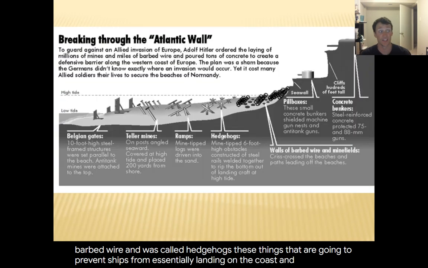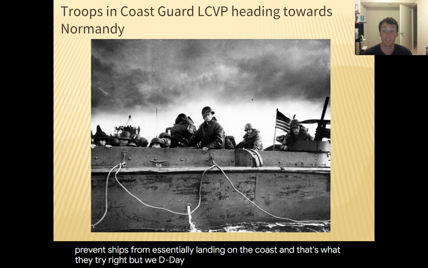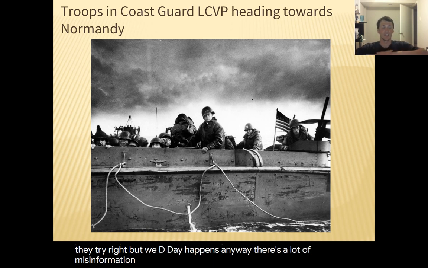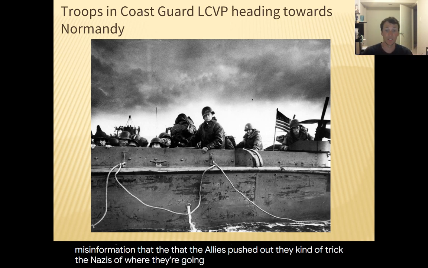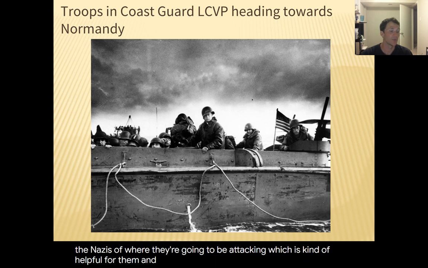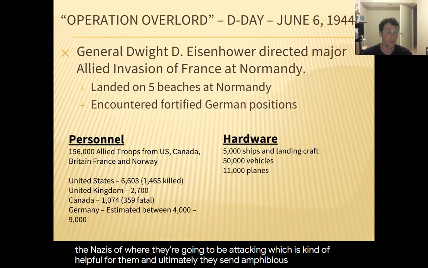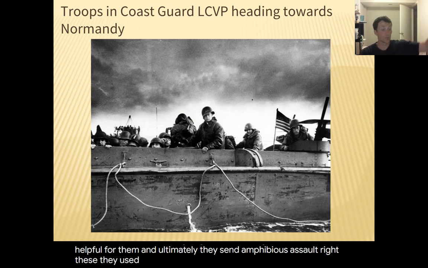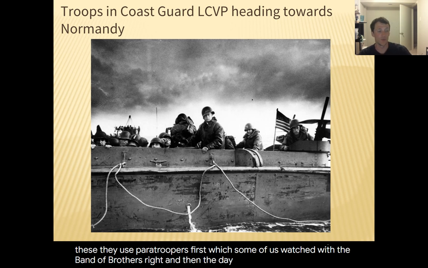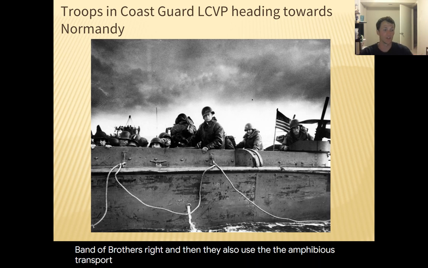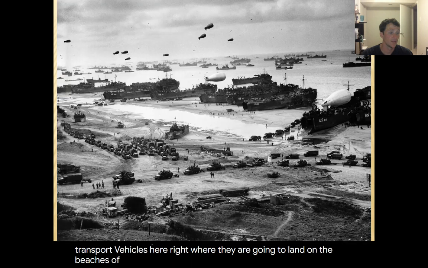And that's what they try, right? But when D-Day happens, there's a lot of misinformation that the Allies push out. They kind of trick the Nazis about where they're going to be attacking, which is helpful for them. Ultimately, they send amphibious assaults. They use paratroopers first, which some of us watched in Band of Brothers, right? And then they also used the amphibious transport vehicles, where they are going to land on the beaches of Normandy.